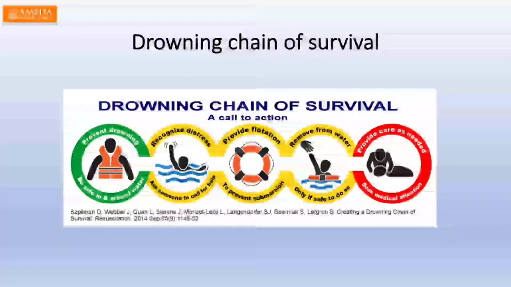Now, as you know, there is the adult chain of survival for cardiac arrest, for in-hospital and pre-hospital. Similarly, we have a drowning chain of survival, which is represented here. You can see prevention of drowning, that is the most important priority. Like when you see cardiac arrest, you have to prevent the cardiac arrest in an in-hospital scenario, with post-resuscitation meetings and so on.